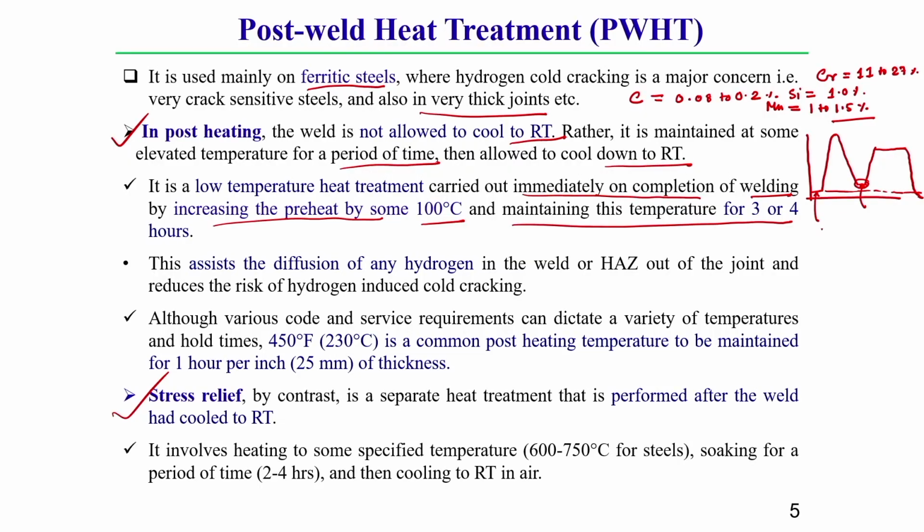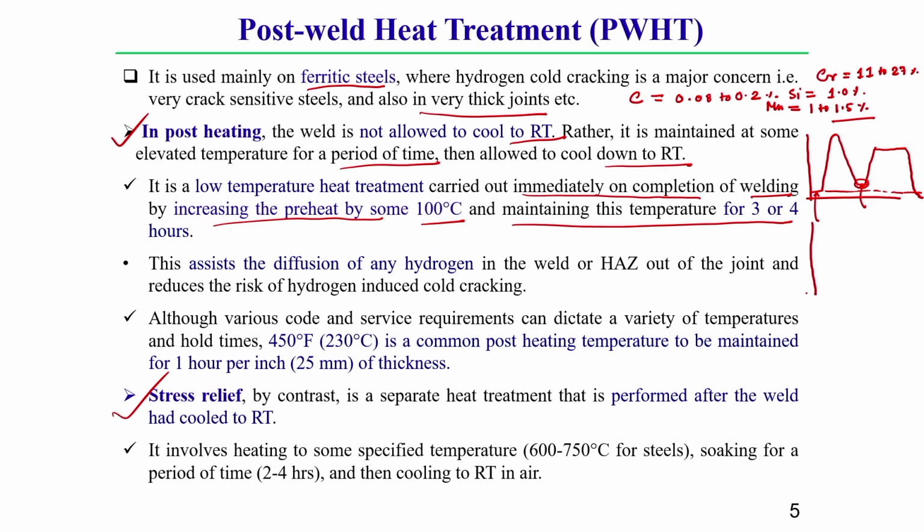Once we maintain this temperature for around 3 to 4 hours, whatever hydrogen is entrapped inside the structure gets more time, and this hydrogen diffuses out from the weld as well as the heat affected zone. Then the chances of weld induced cold cracking reduce drastically. You got the idea.